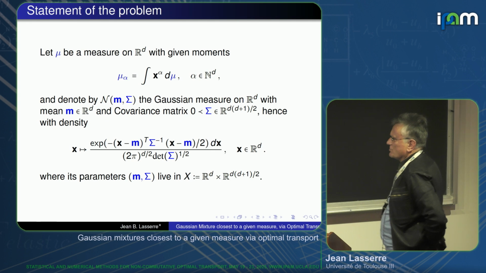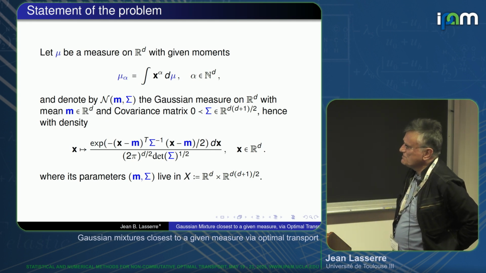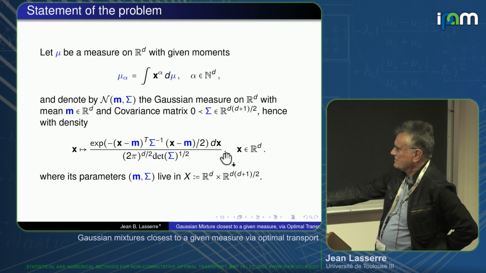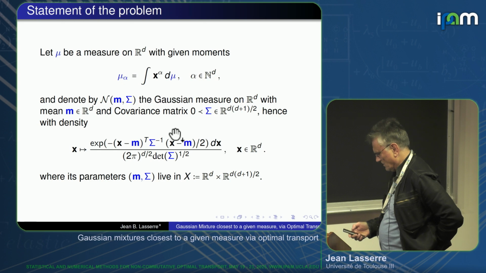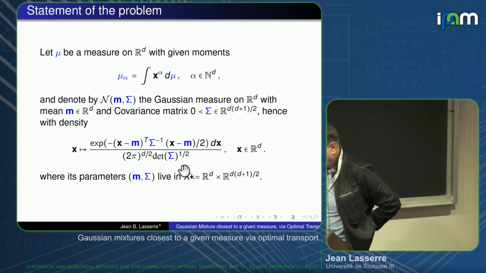Then we denote, with the usual classical notation, by N(m, sigma) the Gaussian measure on R^d with mean m and covariance matrix sigma positive definite. The classical definition of the density of a Gaussian, everybody knows that, right? So this (m, sigma) will be the parameter of the Gaussian.